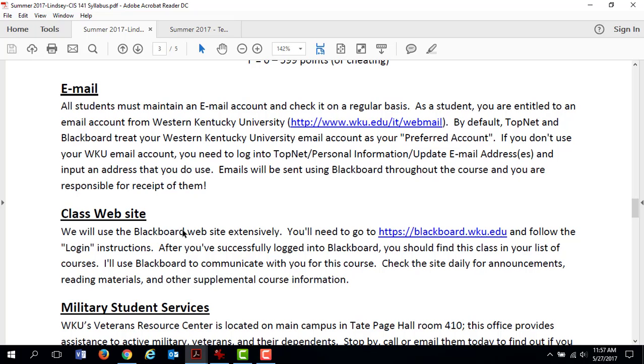You may or may not check your WKU email on a regular basis. If you don't, there are instructions right here which tell you how to log into TopNet and then tell TopNet which email you do check on a regular basis, and you can start to forward email over. So check that out right there for instructions. But the safest thing to do is just check your WKU email every day during the course of this semester. So that's the information about email.